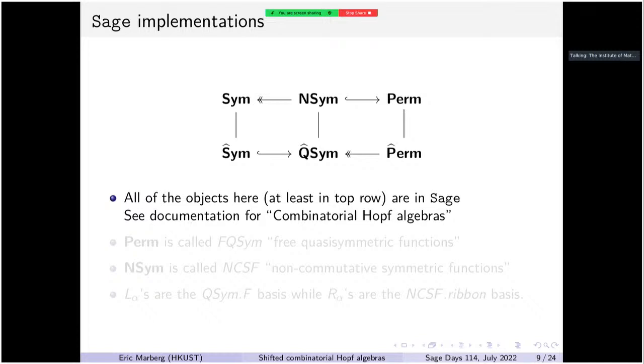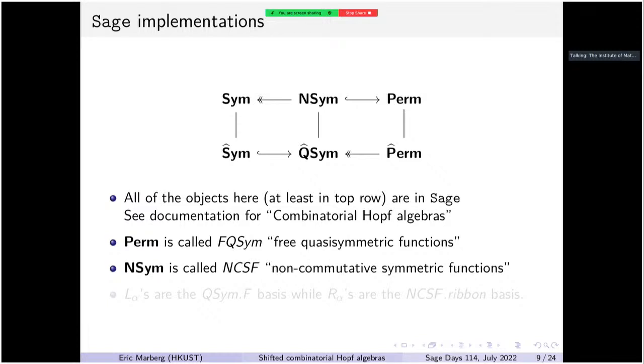Okay, so regarding Sage implementations, all of the objects here, at least in the top row, ignoring possibly infinite linear combinations, are in Sage in the combinatorial Hopf algebras documentation. What I'm calling permutations is called the free quasisymmetric functions. NSym is called NCSF, and the L alphas are the QSym.F basis, and the R alphas are the NCSF.ribbon basis. So all of this is available for computations so far.